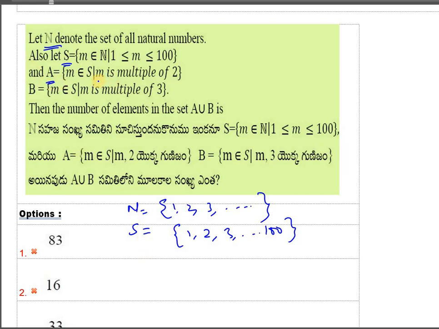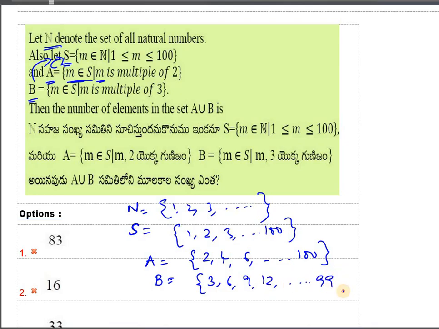So S is done. Now A. What is A? From these numbers 1 to 100, the elements that are multiples of 2. The elements of A belong to S, but they are multiples of 2. Multiple of 2 means the 2 table: 2, 4, 6 and so on up to 100. Now the last one, B. B is also a part of S, and its elements are multiples of 3. So multiples of 3 means 3, 6, 9, 12 and so on up to 99. 100 is not a multiple of 3, so you will get 99.